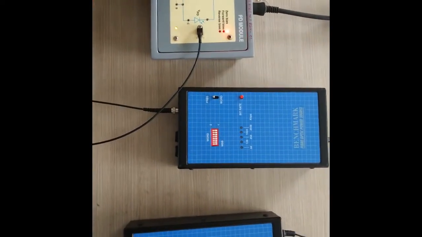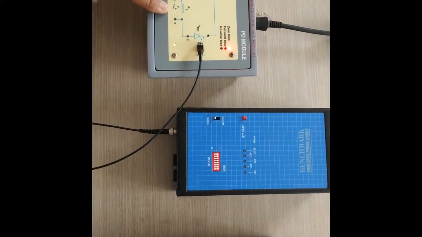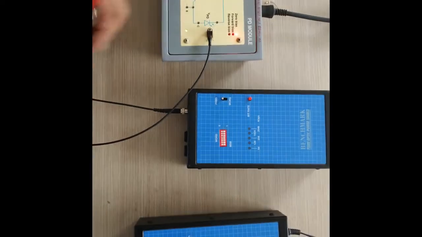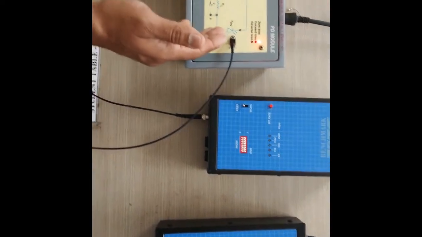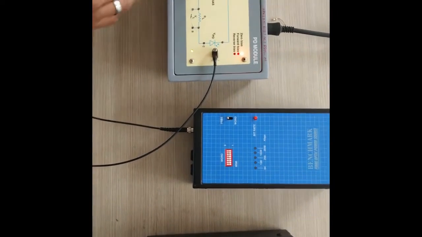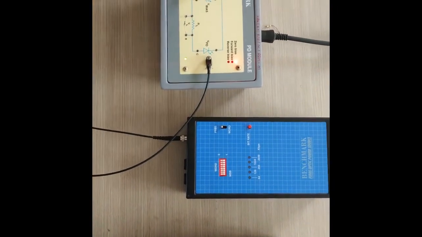And this is our circuit. Here we have a voltage bias, and here we have a load resistance. This is our PD module here. This PD module, that is the photo detector, is capable of converting the incident light into a corresponding current value. That is what this experiment is all about.